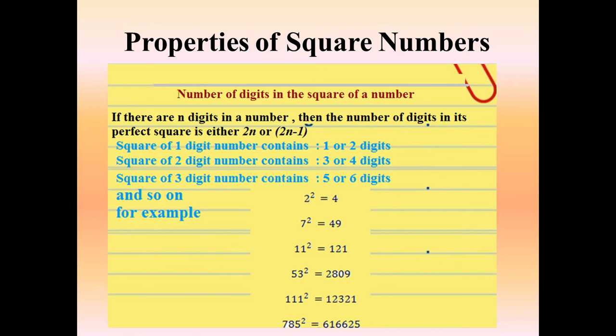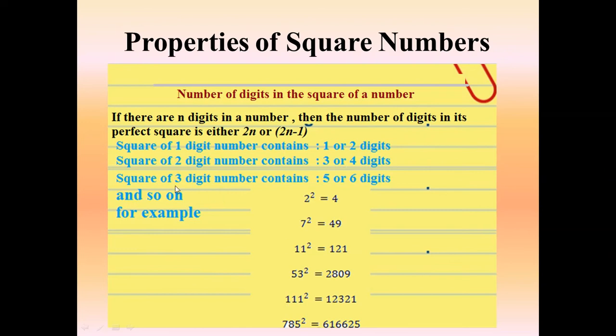If there are n digits in a number, then the number of digits in its perfect square is either 2n or 2n minus 1. For example, if a number consists of one digit, then its square contains one or two digits. If the number consists of two digits, then its square contains 2 times 2, that is 4, and 1 less than 4, that is 3. So 3 or 4 digits.